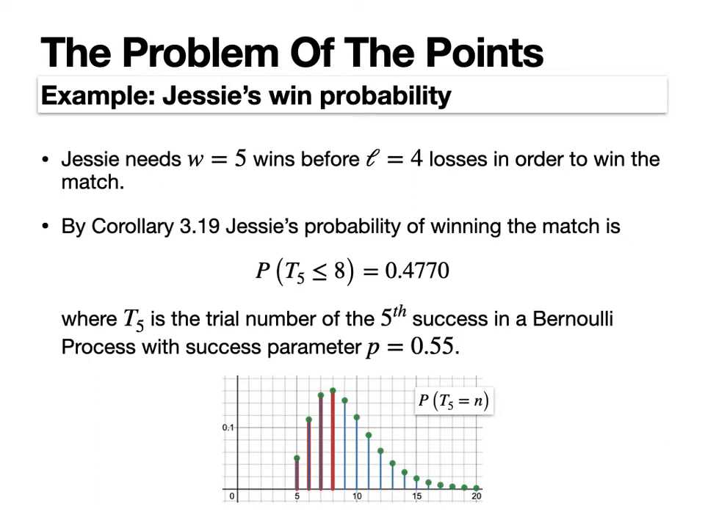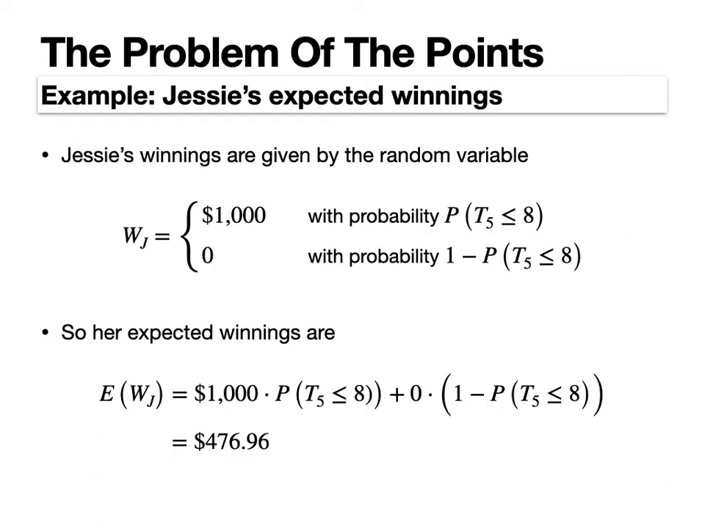And using our negative binomial calculator, we found that probability is about 0.4770. I've rounded it to 4 decimal places here. And there you see the graph of that probability. I'm graphing the probability mass function for the negative binomial random variable for the 5th success, and you see the event that the 5th success occurs on or before trial 8 highlighted there. It turns out to have a probability of 0.4770. So that's her probability. What about her expected winnings?